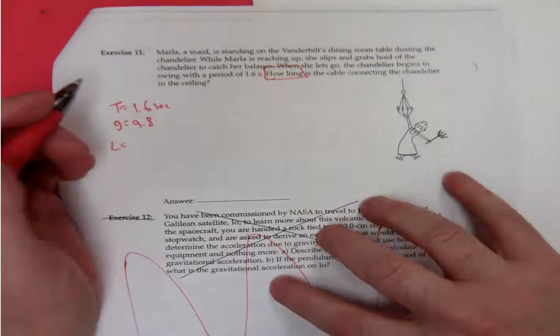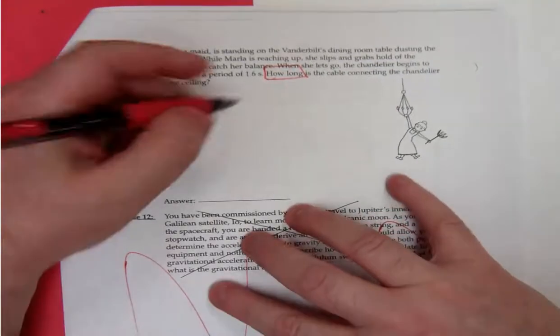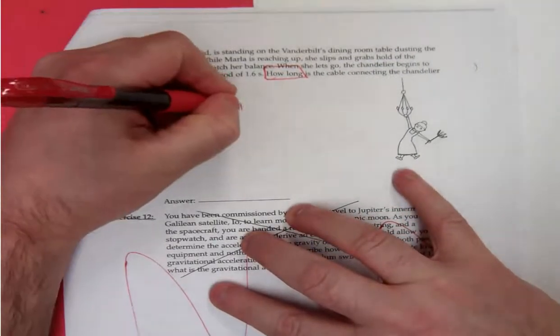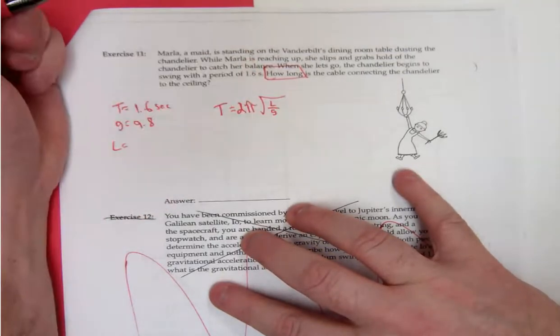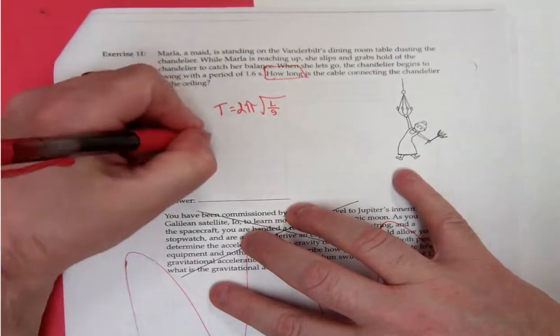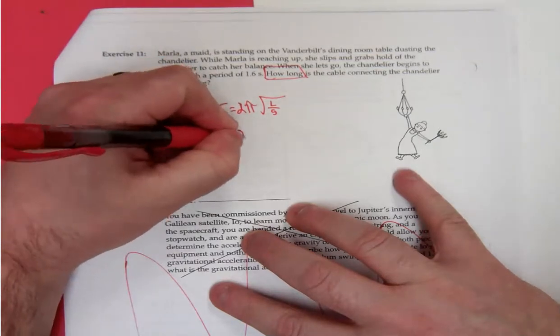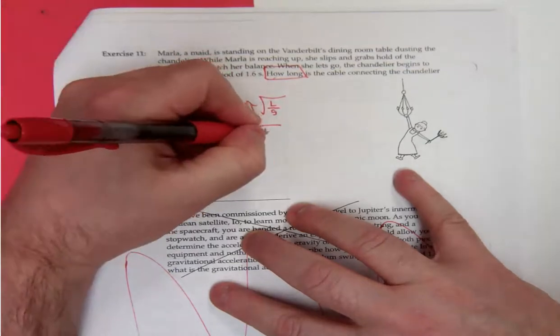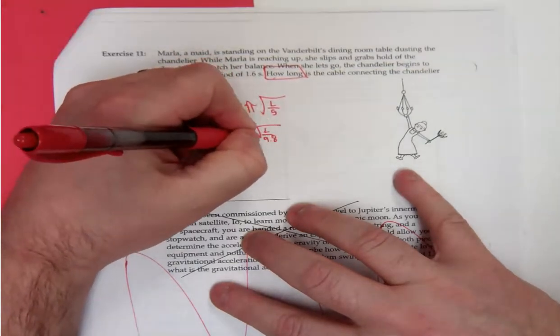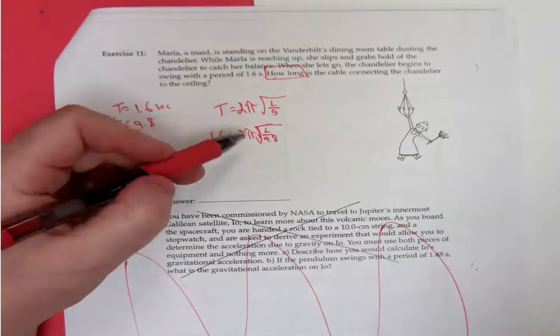All right, let's plug stuff in. So with that being said, let's use our formula. Period equals 2 pi on the square root of length over gravity. Our period's 1.6, so we got 1.6 equals 2 pi on the square root of, we don't know length, over 9.8. Oh, tricky. Right? So now we got to get this length.